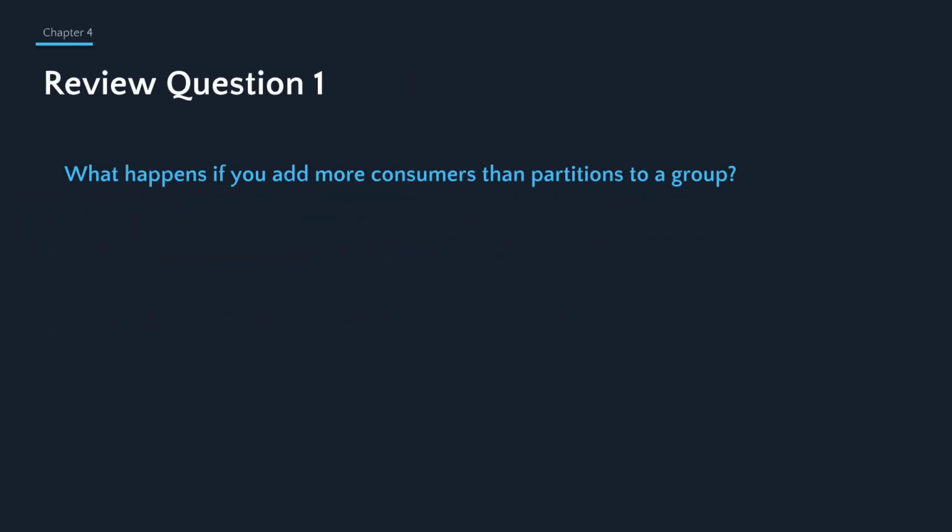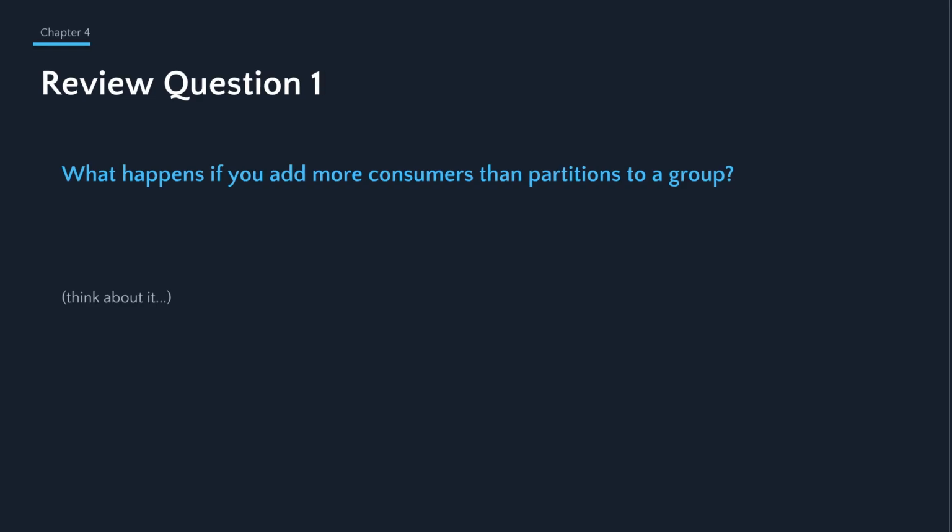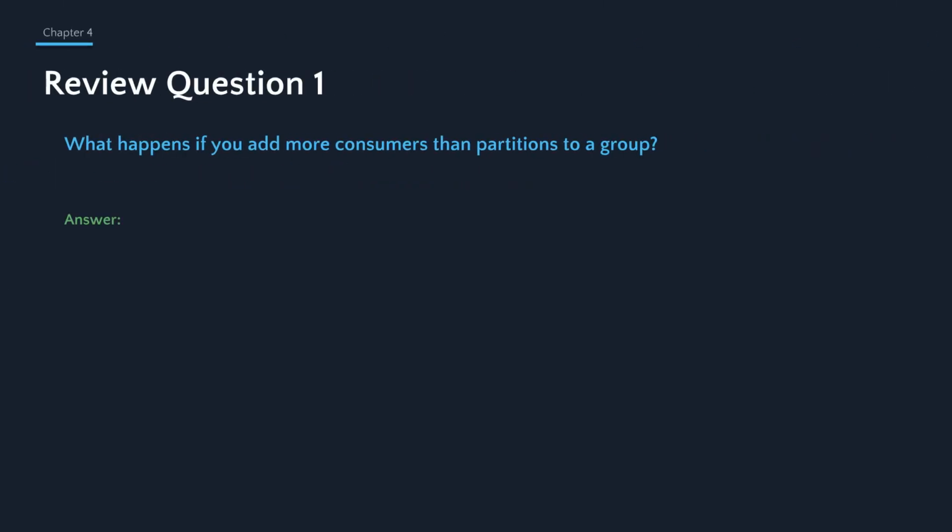Now let's review with a question. What happens if you add more consumers than partitions to a group? Take a moment to think about it. The answer is, extra consumers remain idle. Each partition can only be assigned to one consumer within a group. They're standby, ready to take over if someone fails.